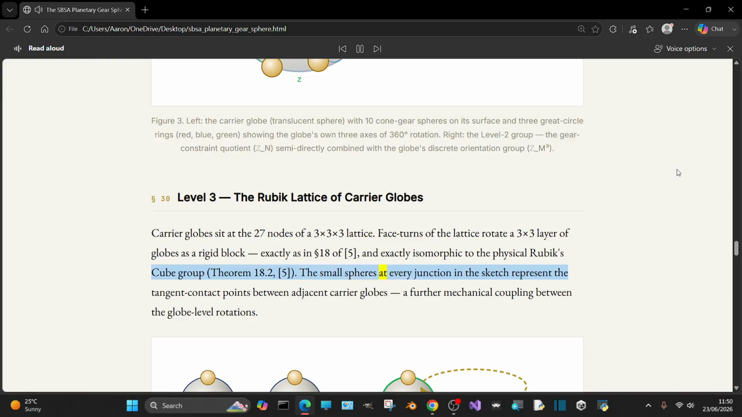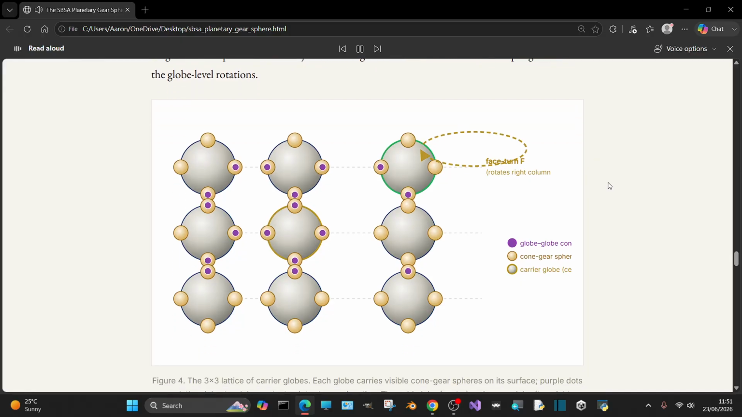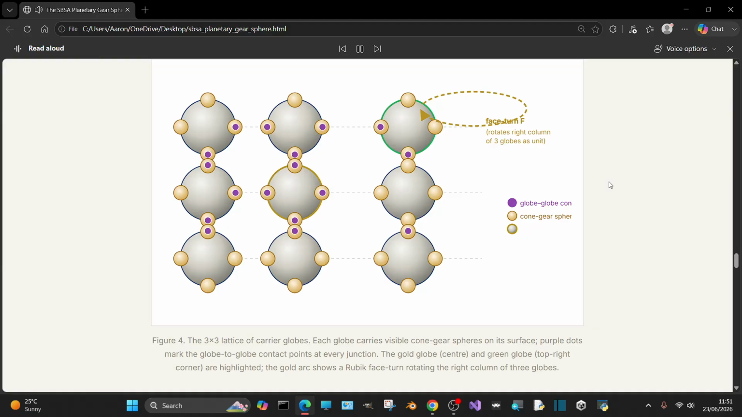The small spheres at every junction in the sketch represent the tangent contact points between adjacent carrier globes, a further mechanical coupling between the globe level rotations. Face turn F rotates right column of 3 globes as unit, globe contact, cone gear sphere, carrier globe center.